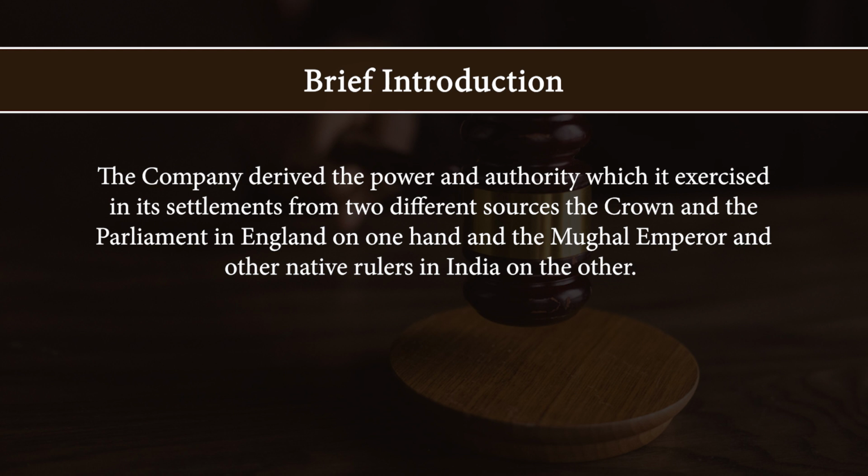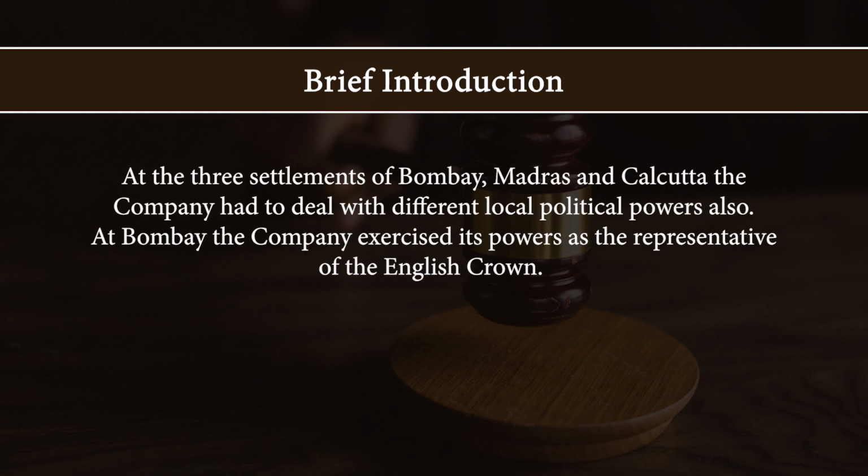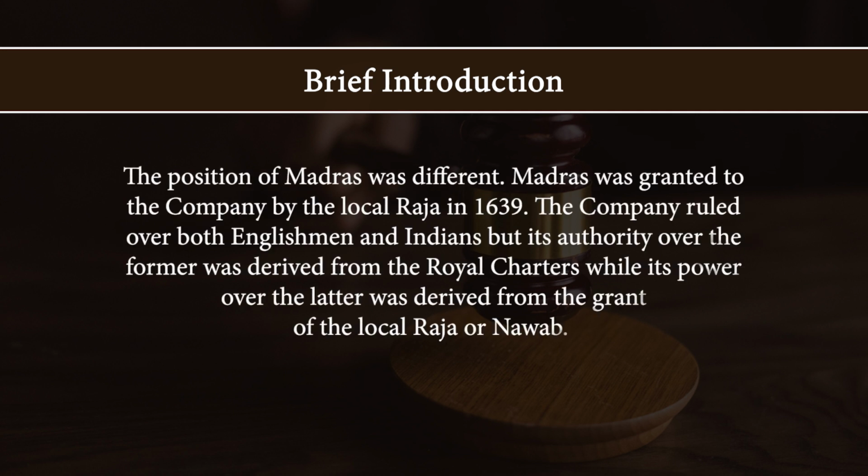The Crown and the Parliament in England on one hand and the Mughal Emperor and other native rulers in India on the other. At the 3 settlements of Bombay, Madras and Calcutta, the company had to deal with different local political powers also. At Bombay, the company exercised its powers as the representative of the English crown. The position of Madras was different. Madras was granted to the company by the local Raja in 1639.